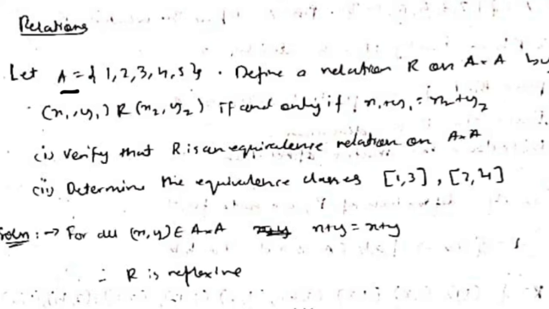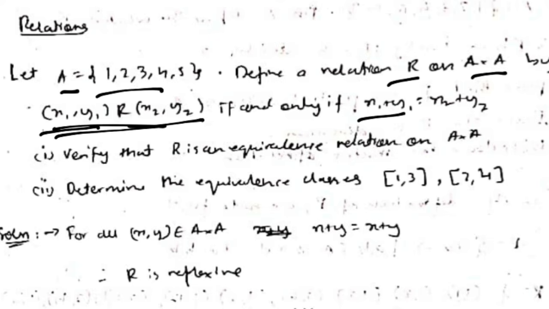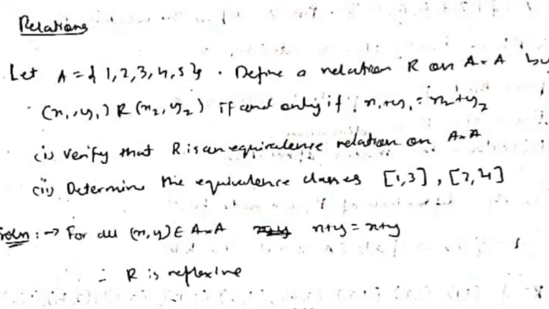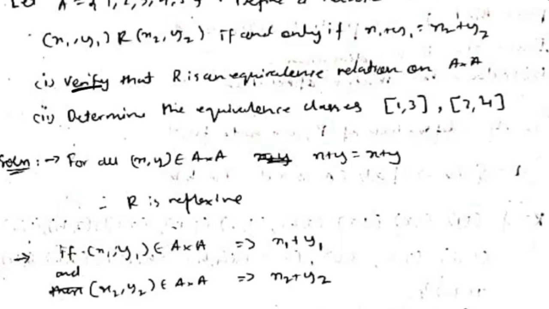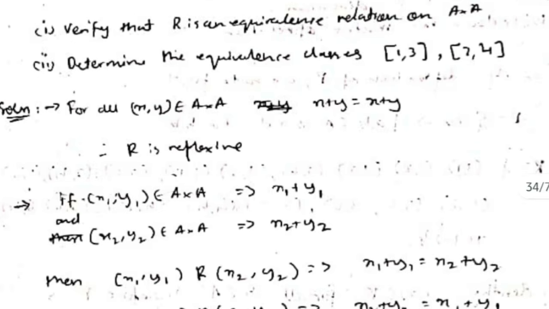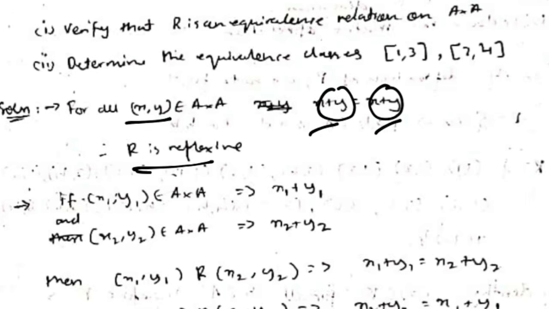In this question, we have been given a set A and we have to define a relation R on A cross A by the following rule, which means if x1 plus y1 is equal to x2 plus y2, then these both are in a relation. For the first thing, we have been asked to verify that R is an equivalence relation. For equivalence relation, first we will have to prove that R is reflexive. So for R is reflexive, we write: x comma y belongs to A cross A, so x plus y is equal to x plus y. We can write R is reflexive.